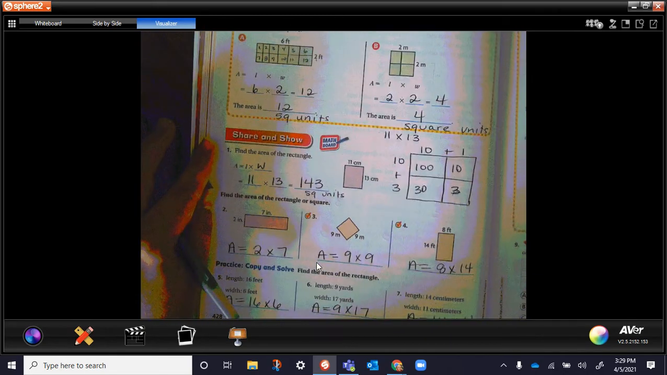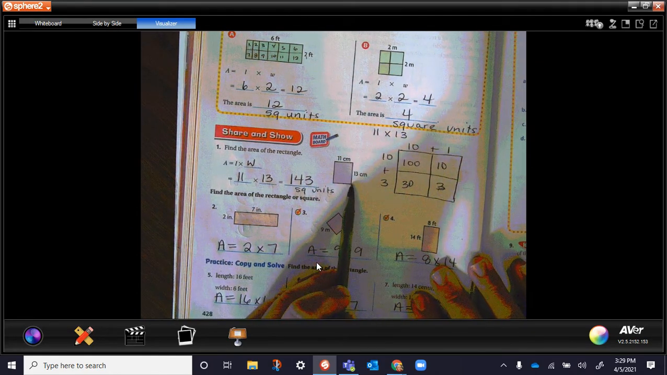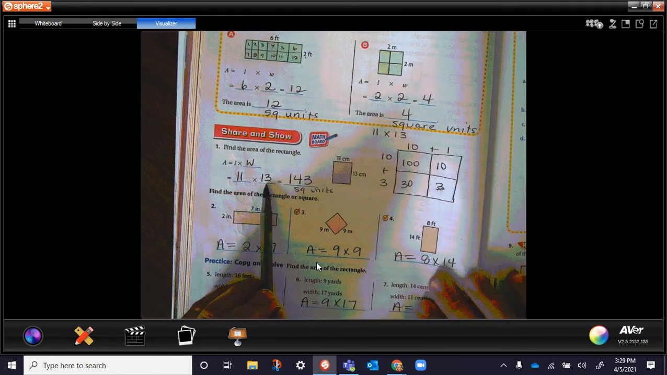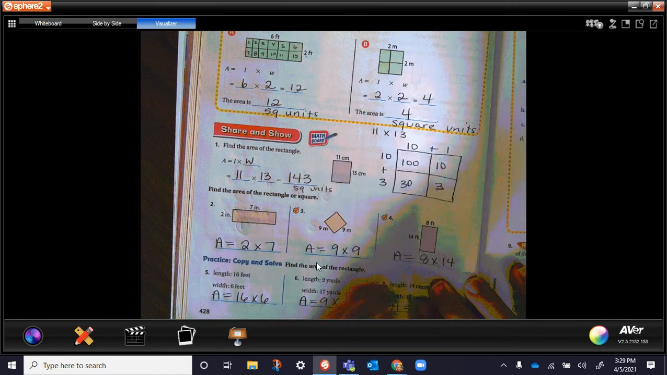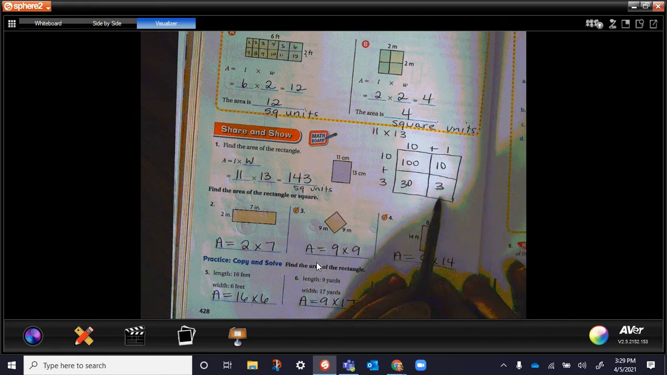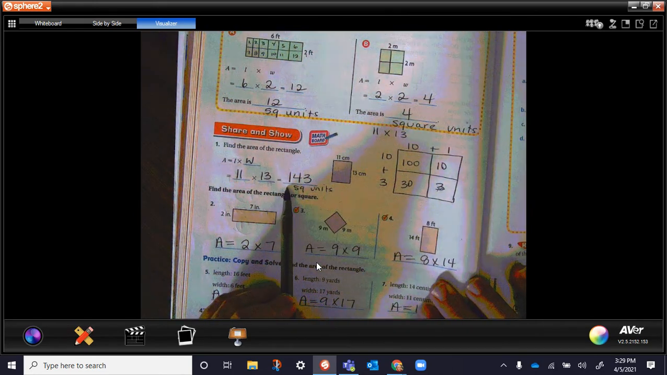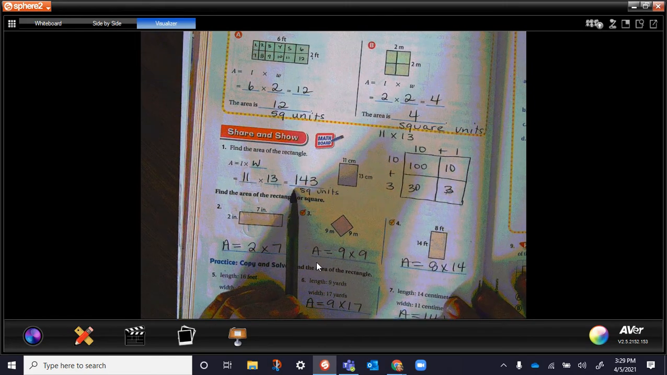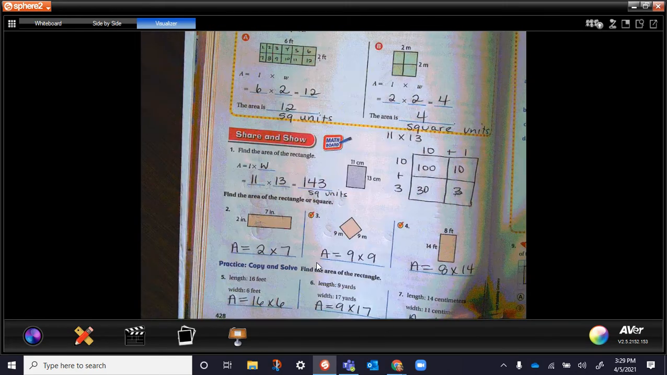All right, here we got into some bigger numbers. So this one, I've got 11 by 13. And it doesn't matter, you could put 13 by 11 or 11 by 13. Either way, when you multiply that out, and here's our work that we showed there, you're still going to get that 143 square units.